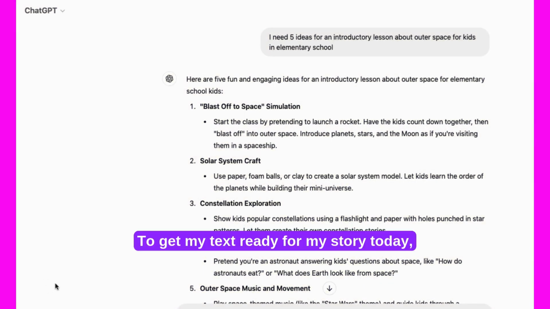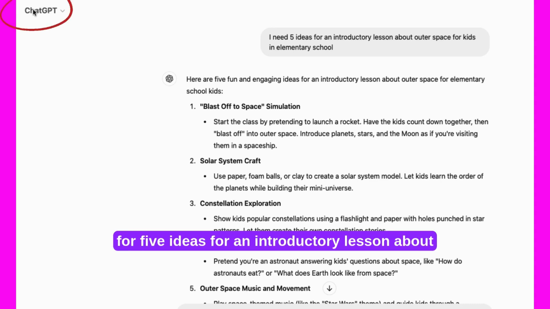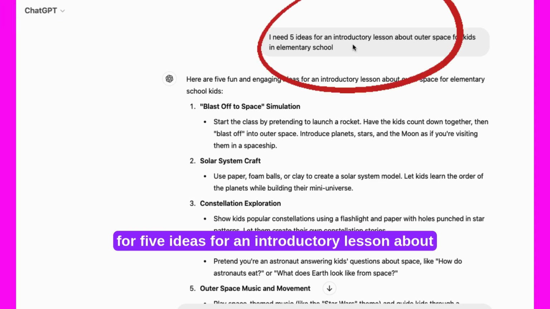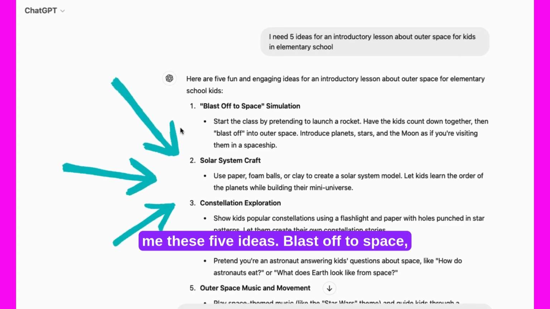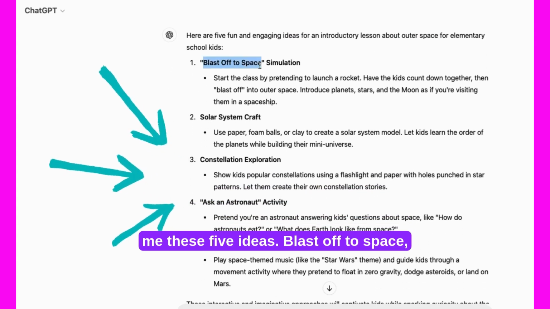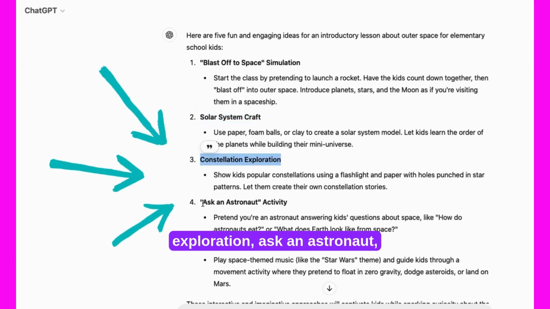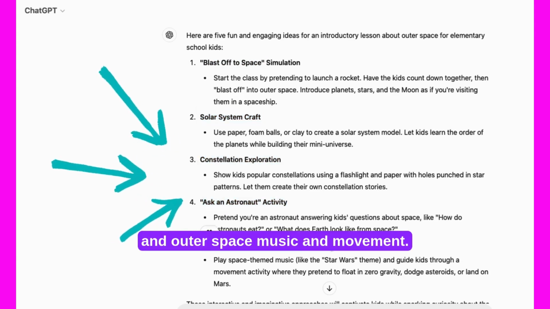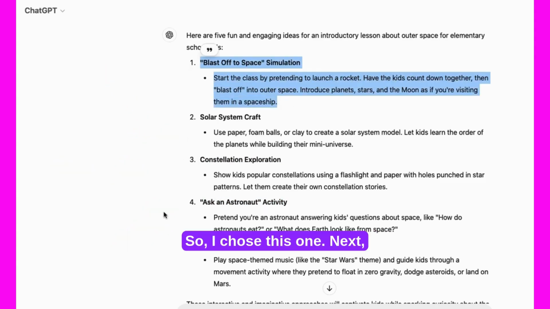To get my text ready for my story today, I came to ChatGPT and I asked it for 5 ideas for an introductory lesson about outer space for kids. Then it gave me these 5 ideas: blast off to space, crafts for solar systems, constellation exploration, ask an astronaut, and outer space music and movement. So, I chose this one.